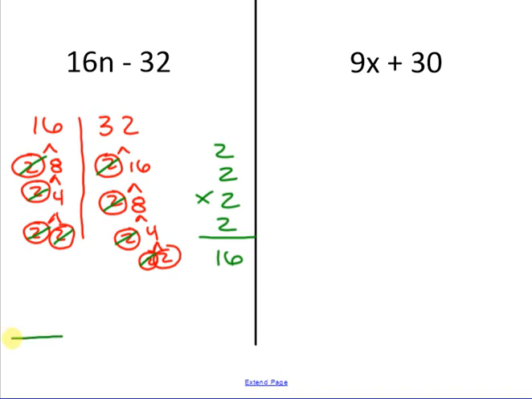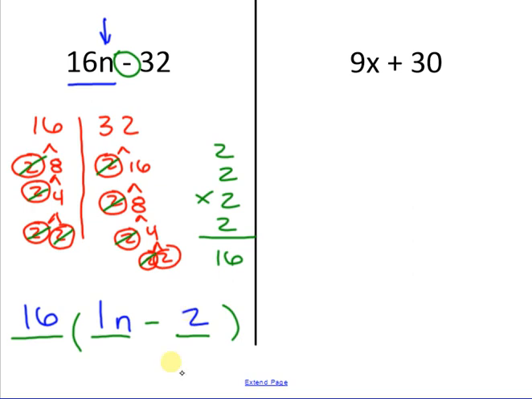Alright, set up my lines for forward distributive property. My operation inside is subtraction. Now, I have 16 on the outside. That's my GCF. I have my variable as n, and it's with the first term. So I'm going to put it right there. 16 divided by 16 is 1. 32 divided by 16 is 2.